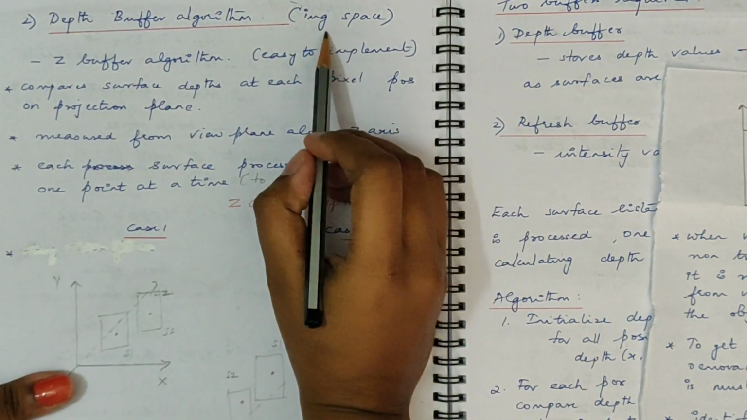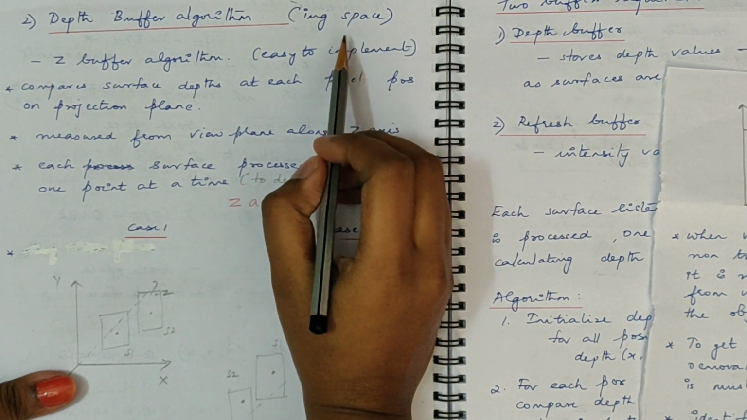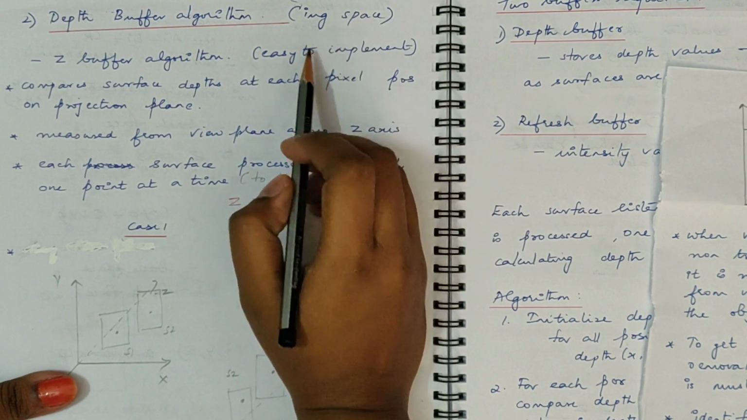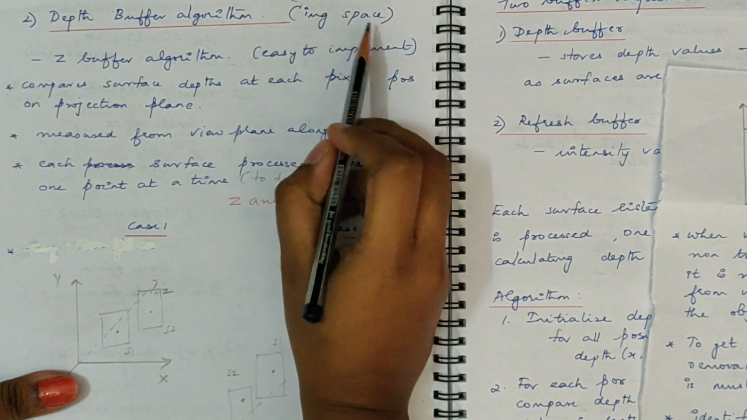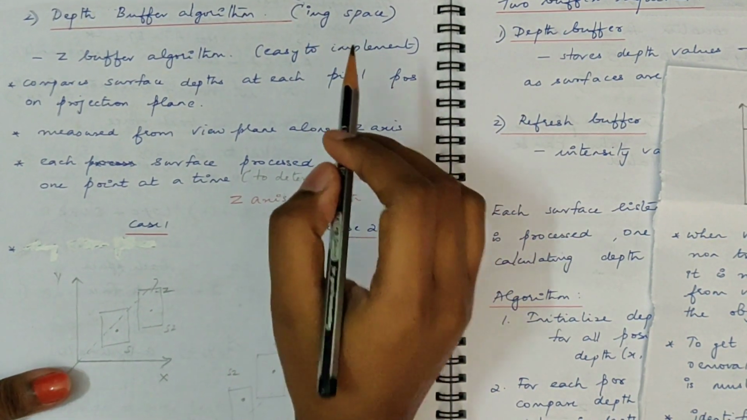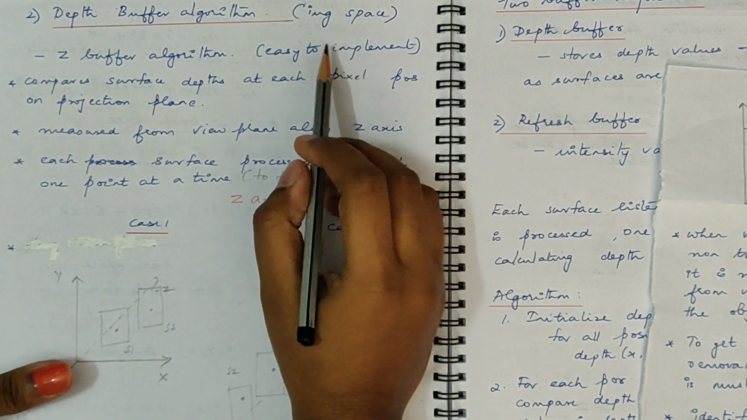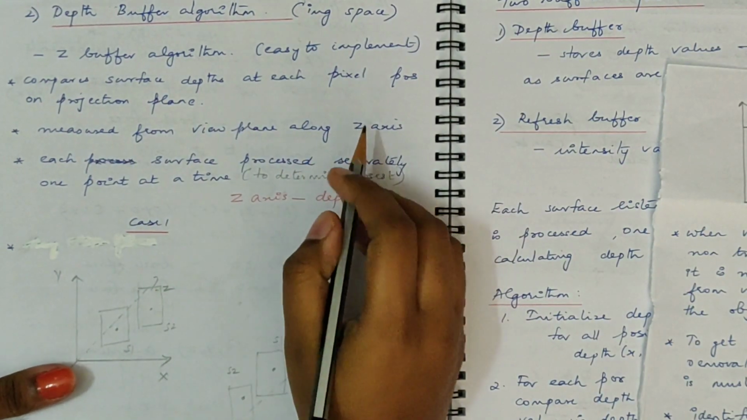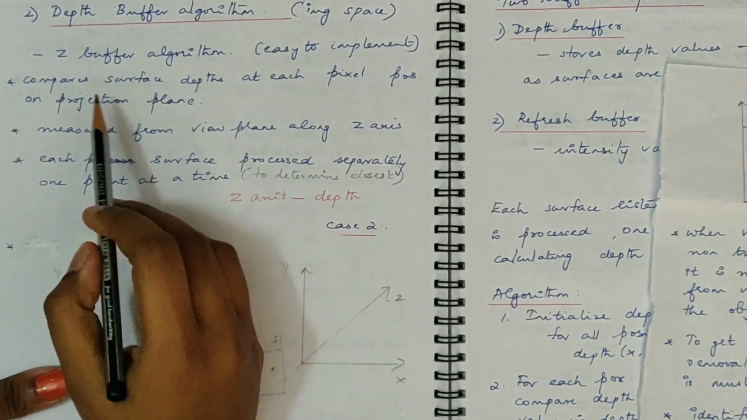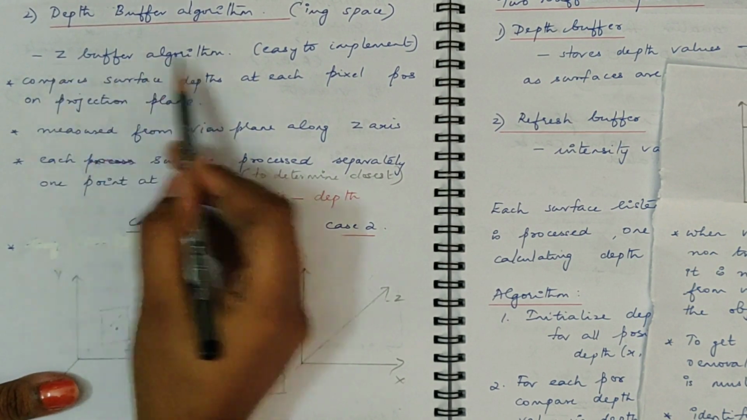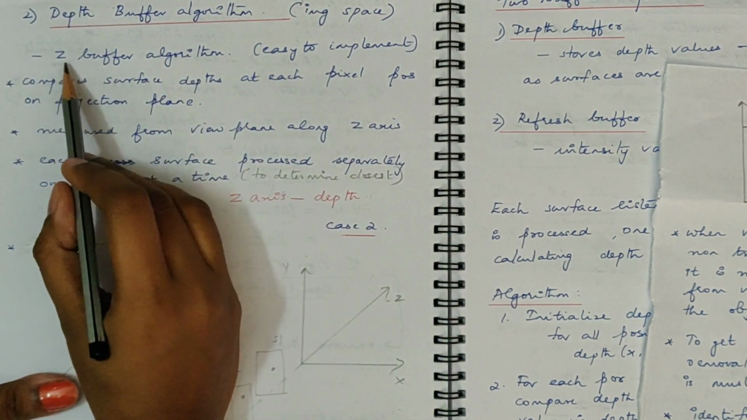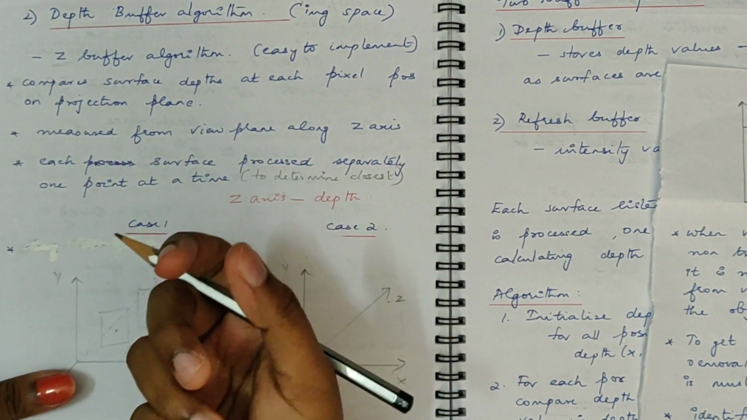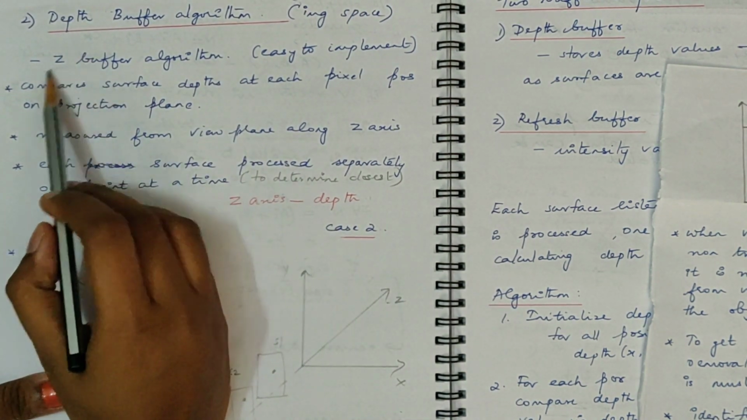This is one of the image space methods. The visible surface detection methods can be classified either as object space or image space. In image space methods, the pixel positions are used to determine whether a surface is visible or not visible. The depth buffer algorithm is also called the Z buffer algorithm, because along the z-axis you are calculating the depth of each pixel position. Hence the name Z buffer algorithm.